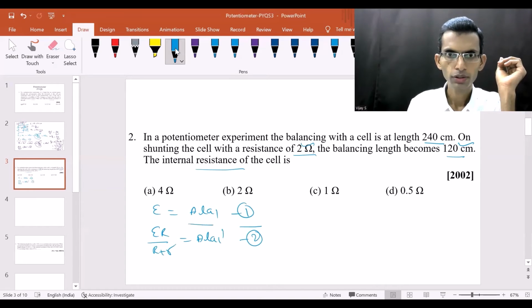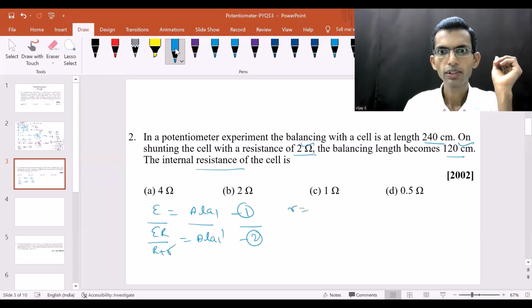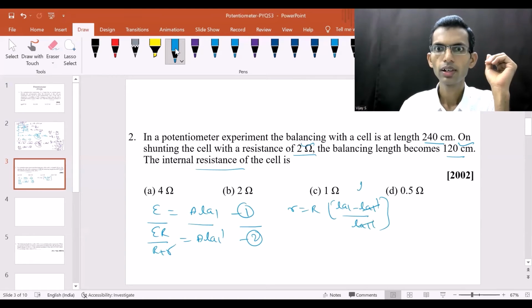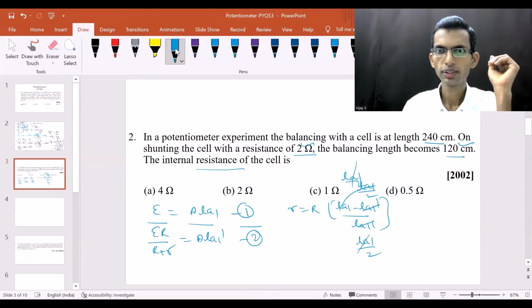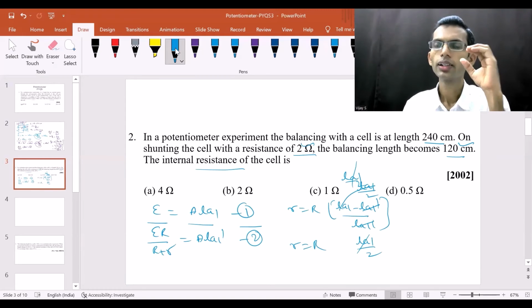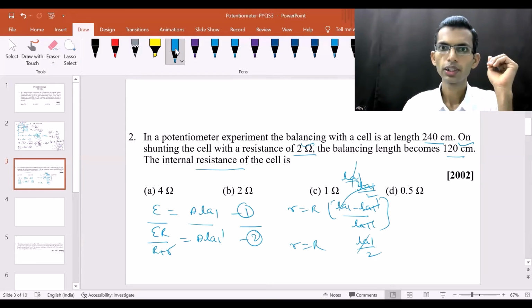When we take a ratio of 1 by 2 and simplify, what are we going to get? r is equal to R into LA1 minus LA1 dash by LA1 dash. Here you can observe the balance length for the second case is half of the first case. That means LA1 dash is half of LA1. When we substitute, we get LA1 by 2, so this and this cancel. So we get r is equal to R. That means when the balance length becomes half, the internal resistance value becomes equal to the shunt resistance value, which is nothing but 2 ohm. Which option satisfies? B, so this is the answer. Let us move to next question.